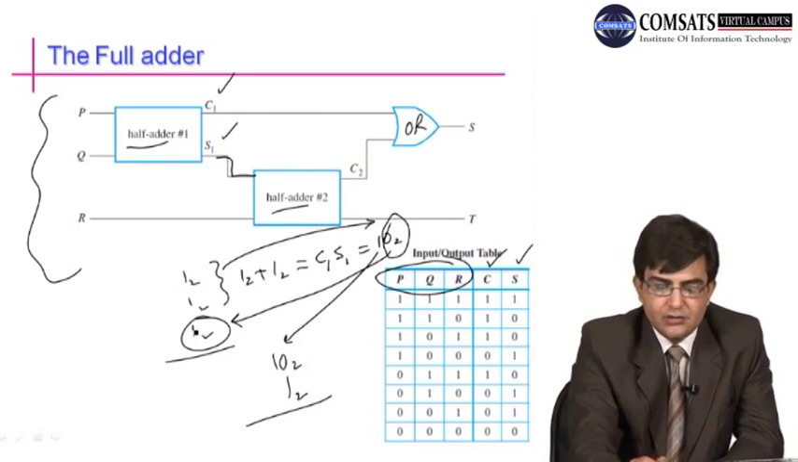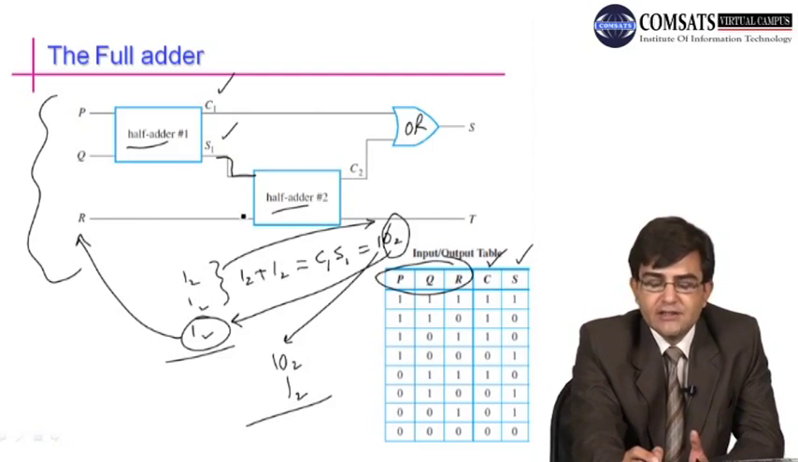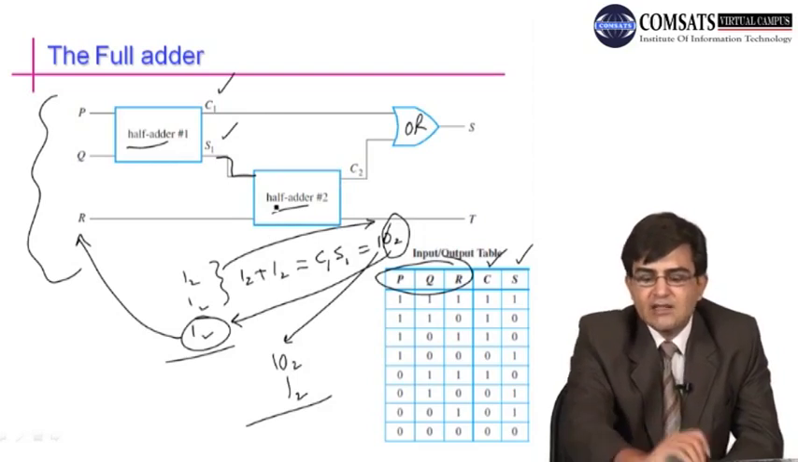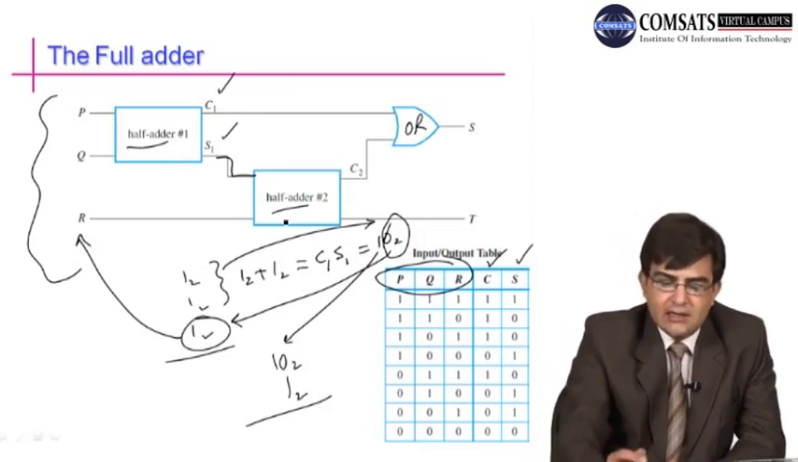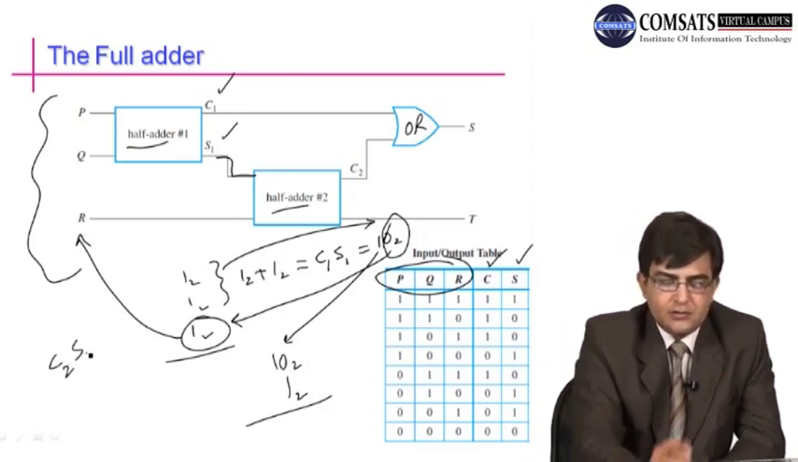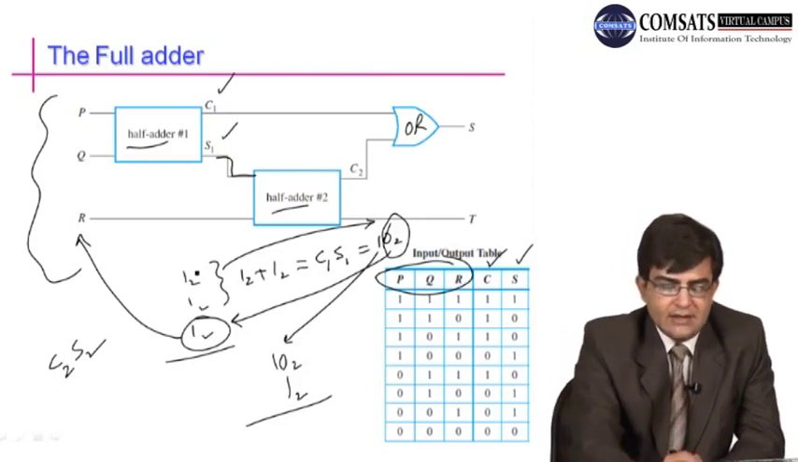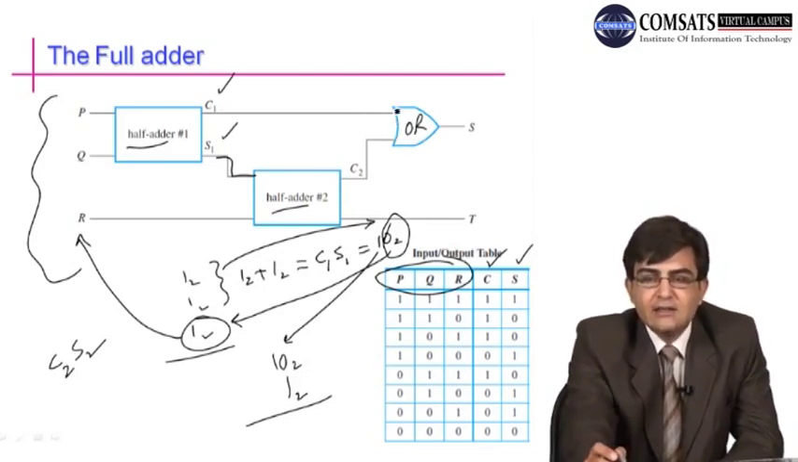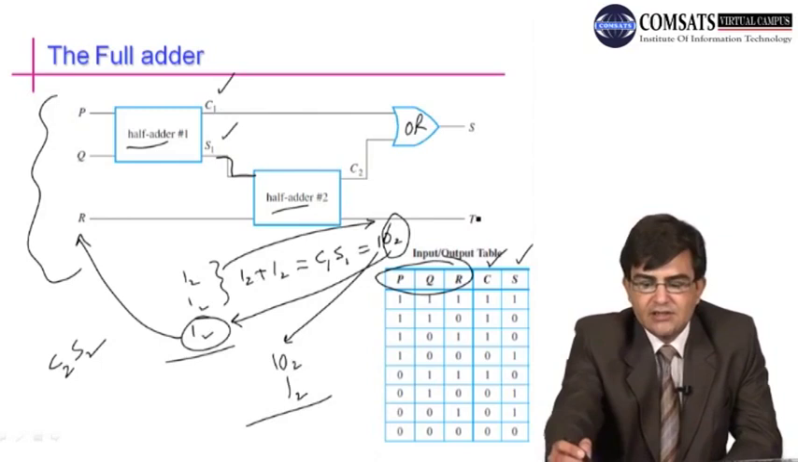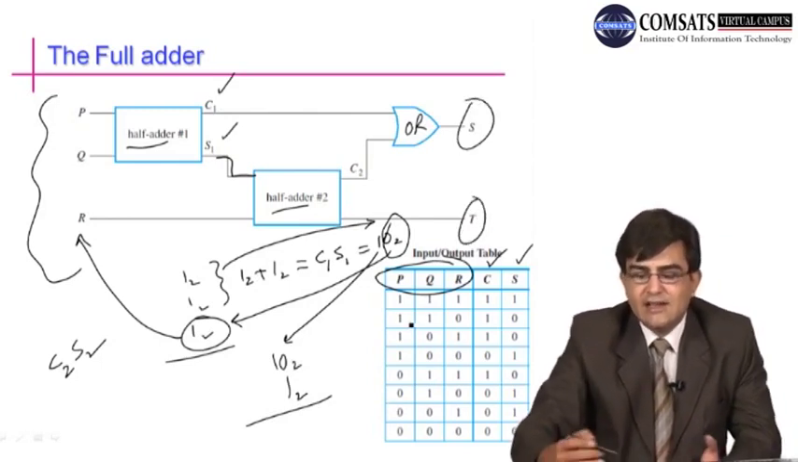We have R as an input, the third number. The inputs are again two digits, and to add these two digits we again use a half adder circuit. This will give us another carry and sum, you can say carry 2 and sum 2. The second carry goes to the OR gate as an input, and carry 1 is the other input of this OR gate. The sum comes out here, and this will be the final carry.